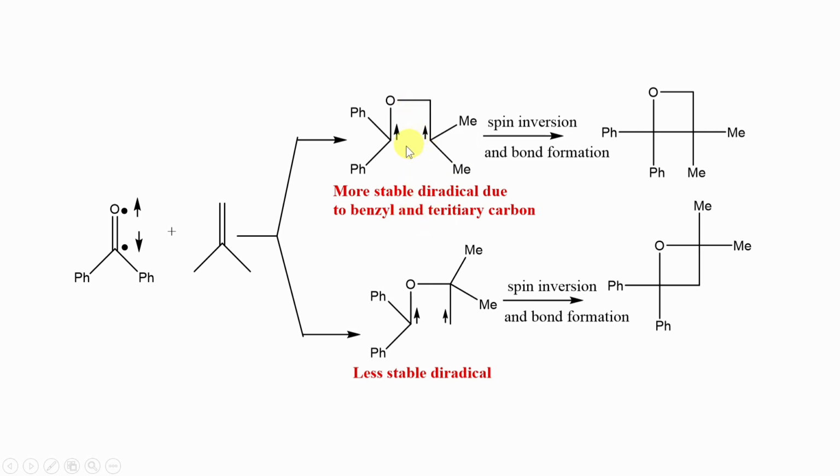That is, this diradical consists of a tertiary carbon free radical and a benzyl free radical, and hence it is more stable compared to this diradical. Here a primary carbon atom holds one odd electron, and hence it is a primary carbon free radical, along with a benzyl free radical, and hence it is less stable than the other diradical. After the formation of the diradical, spin inversion and bond formation between the carbon atoms takes place to form these two oxetanes.